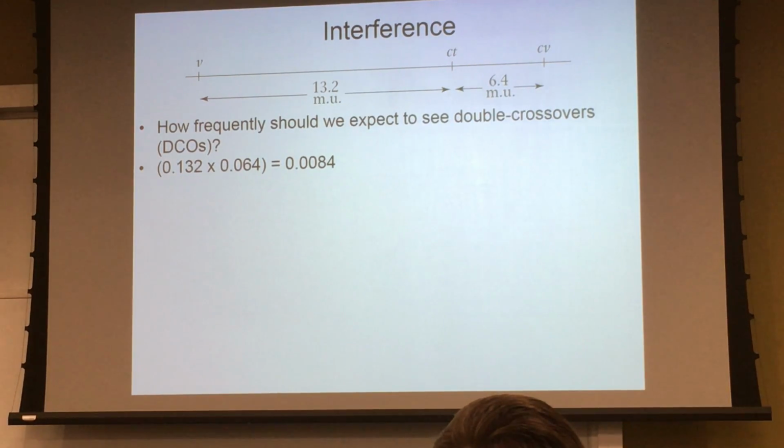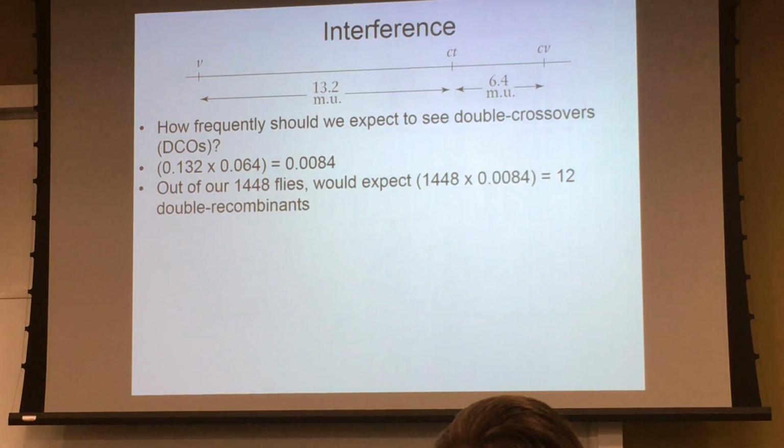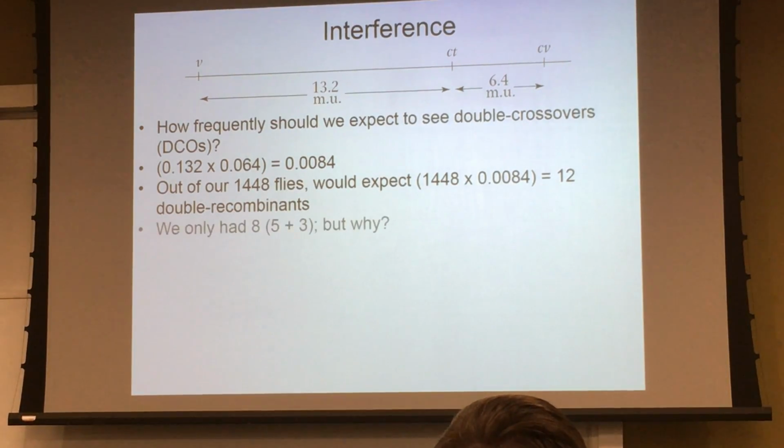6% of the time there should be a crossover between CT and CV. So 0.8% of the time there should be two crossovers. We're just multiplying the frequency of the individual crossovers together. If we look at how many flies we produced in total, from that table we had 1,448 flies. We should detect 12 double recombination events if those two crossover events are truly independent.